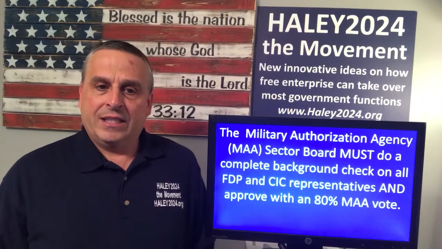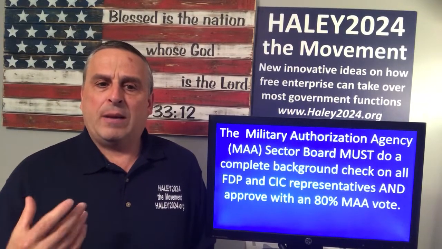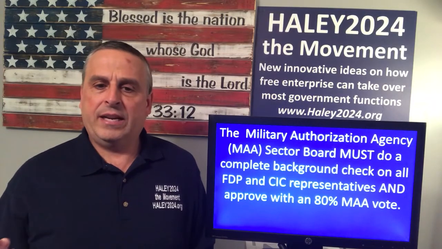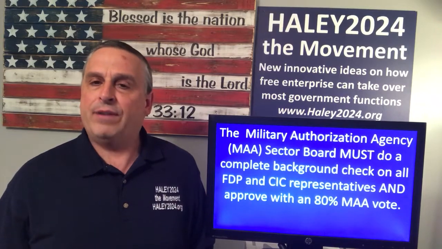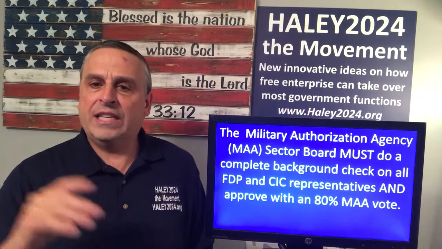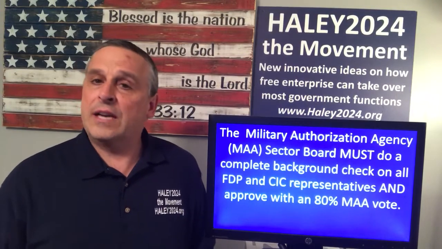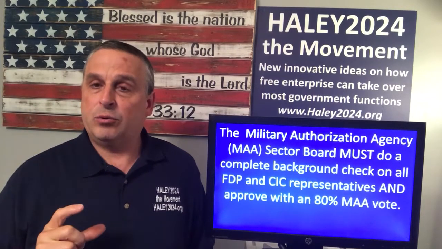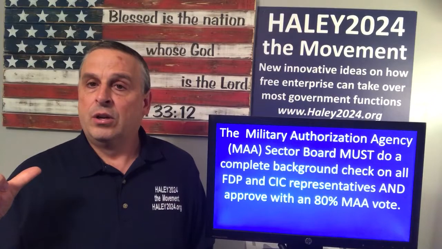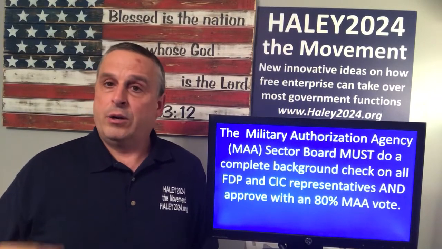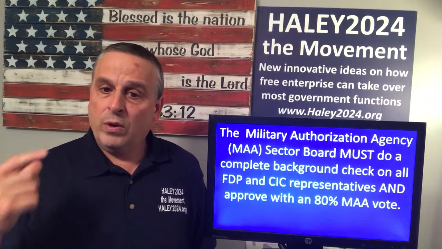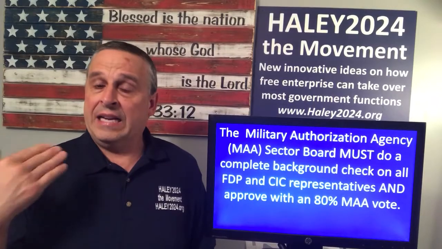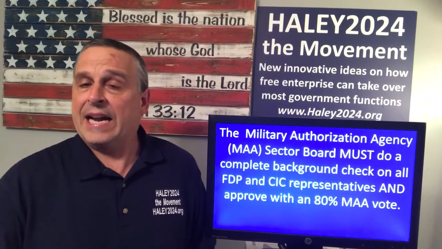The military authorization agencies must do a complete background check on all FDP and CIC representatives and approve with the 80% MAA vote. So the military authorization agency, we even go farther than the 70%. We go to 80% when you're talking about the top representatives. We want to make sure the top representatives are very patriotic, no fraud, no foreign influence. We do a very good background check on these people, and hopefully we can get enough people that can get an 80% vote to get out of there.